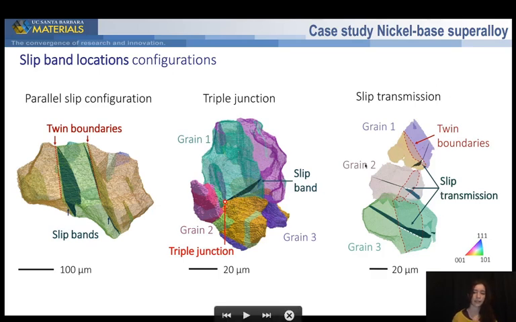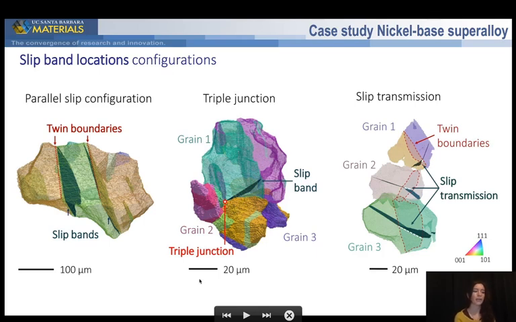And finally, the last configuration that we see quite often is that of slip transmission. Transmission is a process by which dislocation glides from a crystal to another, and this is usually a good thing to happen as it distributes the stresses within the material. In this example, there are 3 slip bands that are transmitted from one orientation to another, and this occurs in all 3 grains 1, 2, and 3.